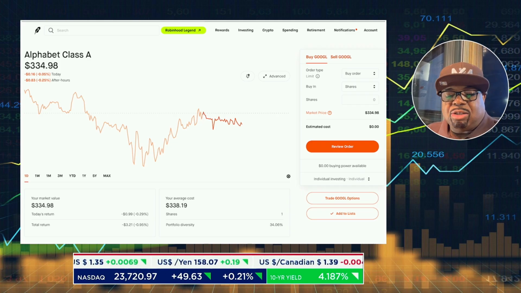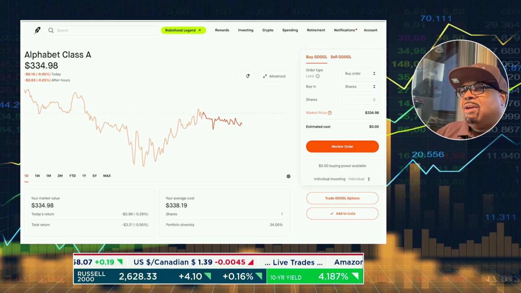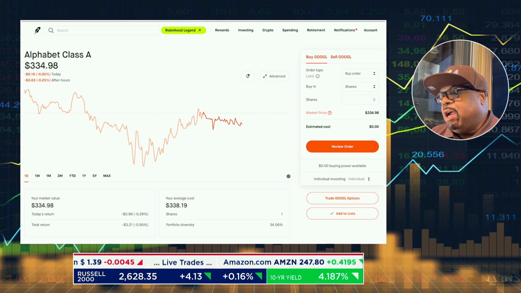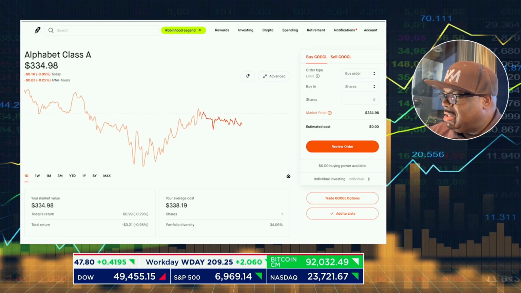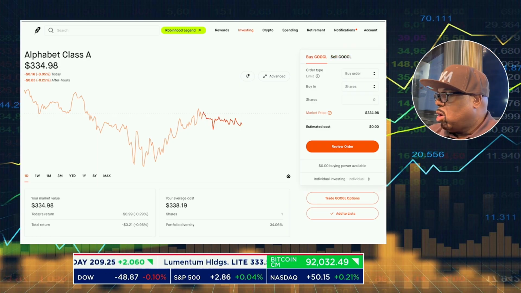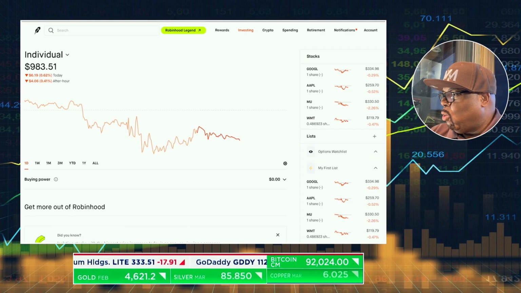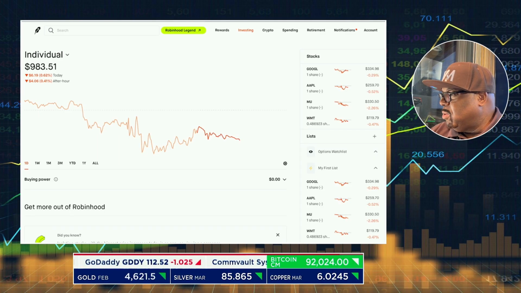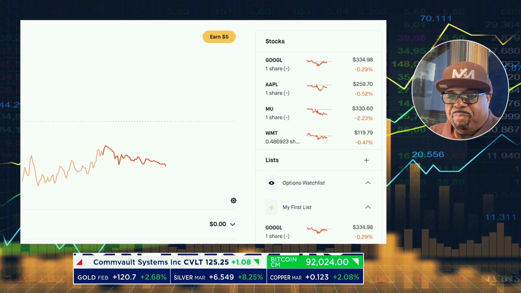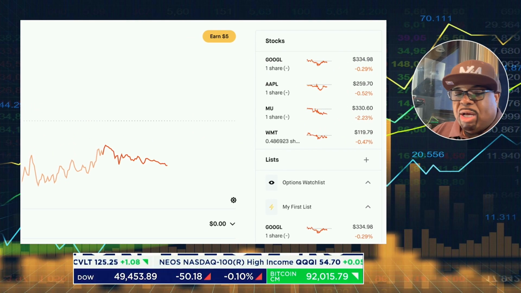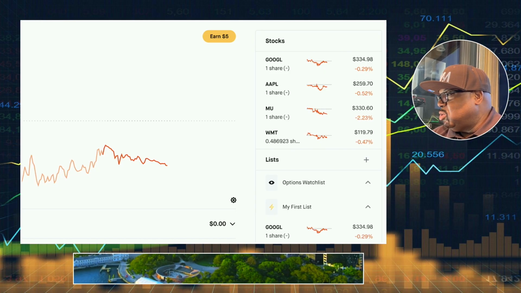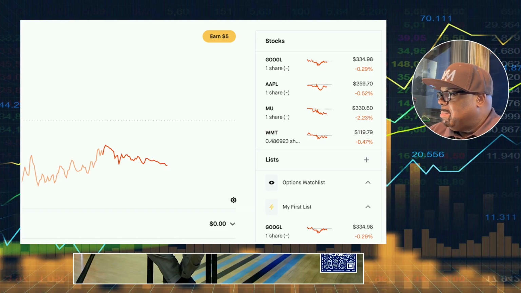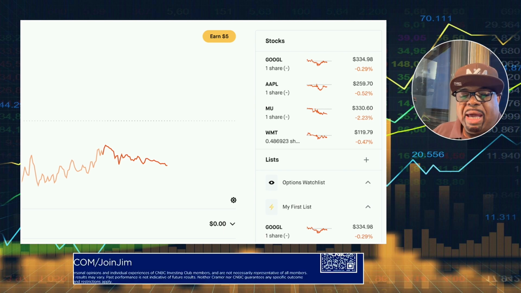Normally, when you have a not so good day in the market, the following day comes up a little better. But there are trends, so you got to watch the trends, and that's why we use our stop losses. Pretty much as you can see here today, all of our investments, all 4 of them, Google, Apple, MU, that's Micron Technology, and Walmart, all of them went down today. Google 0.29%, all of them relatively small, but Micron Technology went down 2.23%. We're not in panic mode right now.